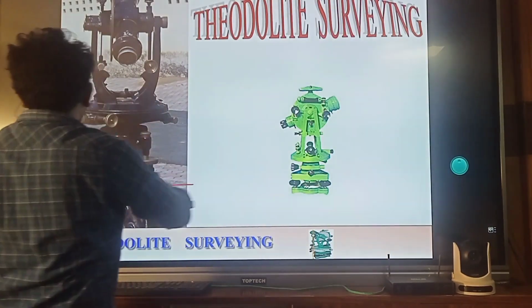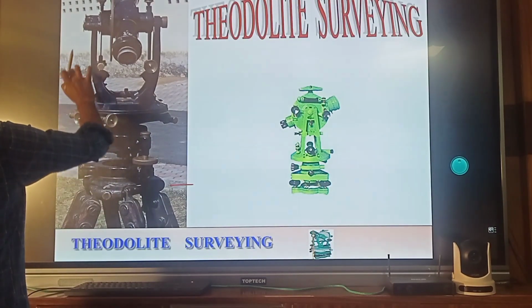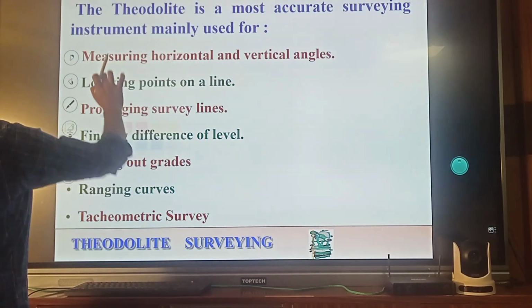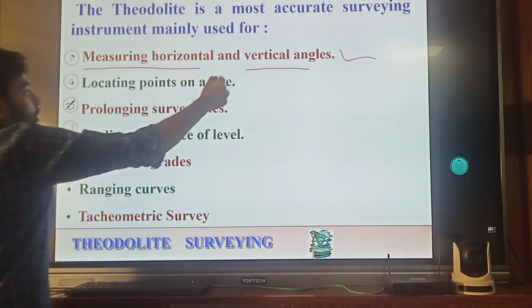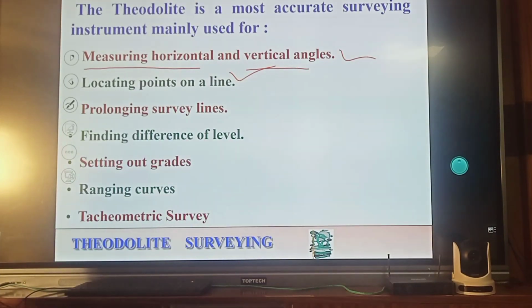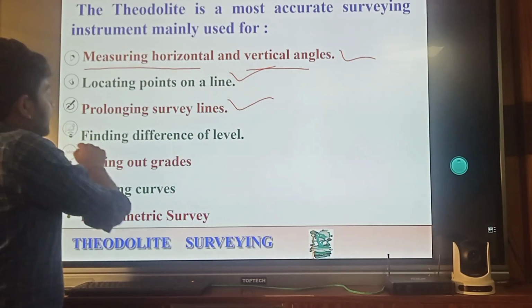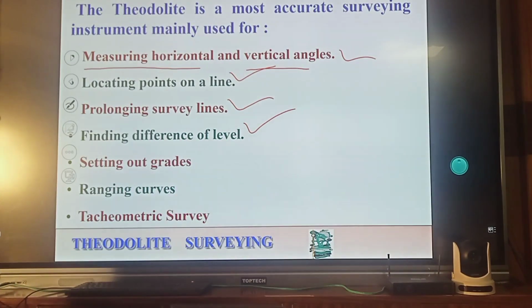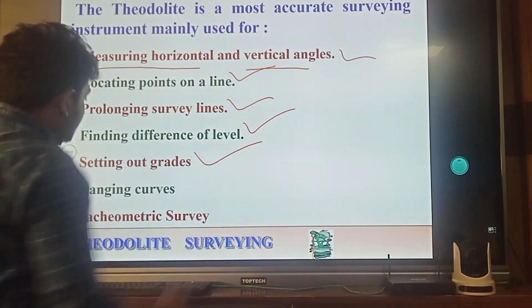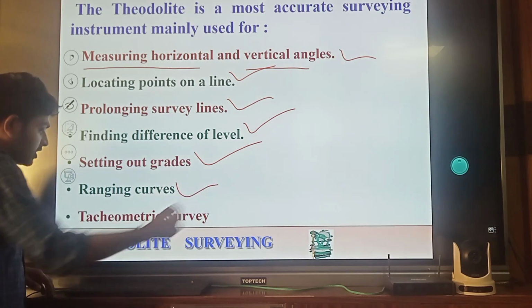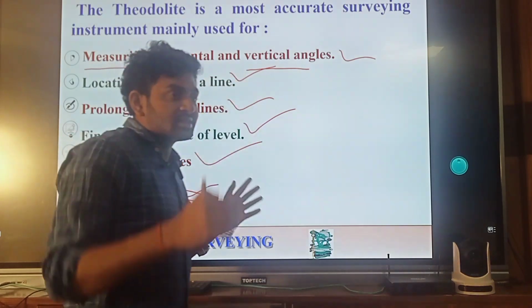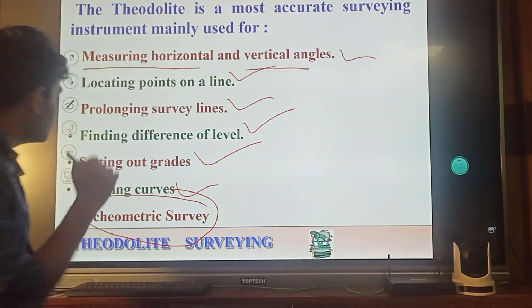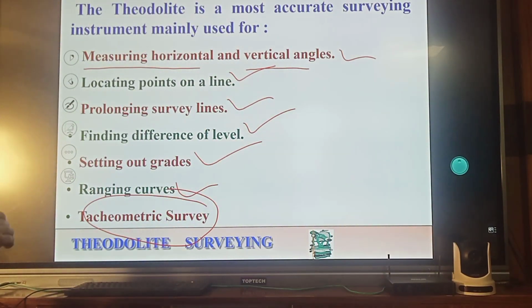It is mainly used for measuring horizontal and vertical angles, locating points on lines, prolonging survey lines, finding the difference of levels, setting out grades, ranging curves, and tachymetric survey. Tachymetric survey means measuring the distance between two points. So the theodolite is used for different purposes.